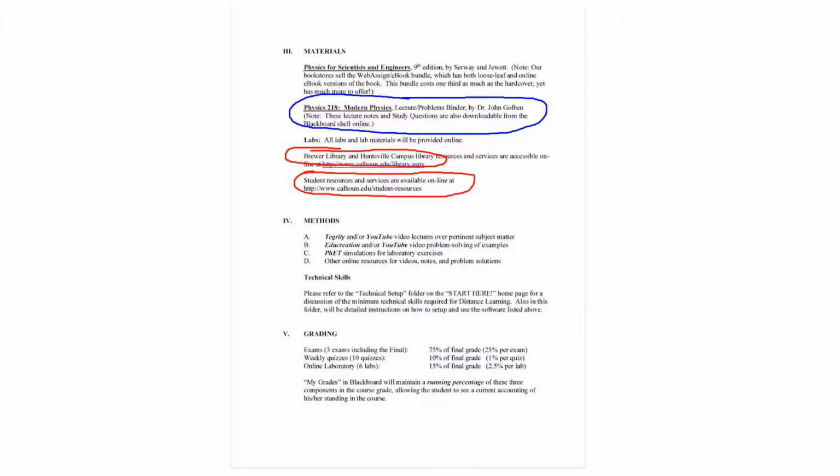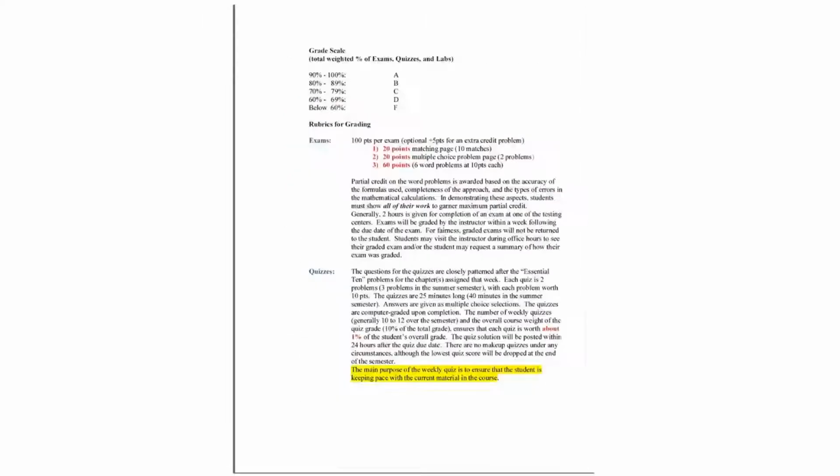And we have the online laboratory, 6 labs, which consists of 15% of your final grade, making that 2.5% per lab. My Grades in Blackboard will maintain a running percentage of these three components in the course grade, allowing the student to see a current accounting of his or her standing in the course. The grade scale is the weighted percentage of your exams, quizzes, and labs. 75% exams, 10% quizzes, and 15% labs are all weighted into this final percentage.